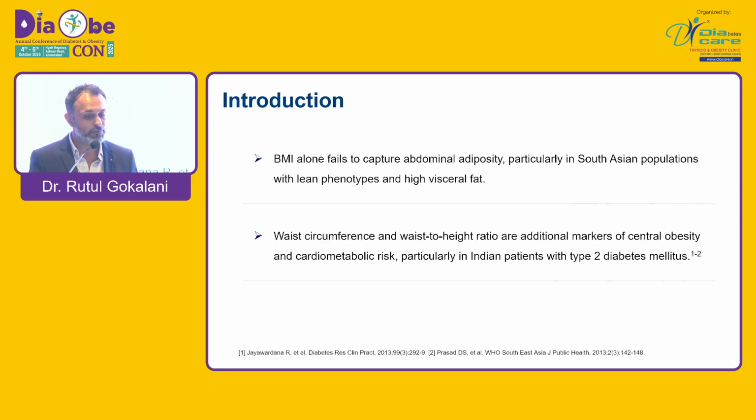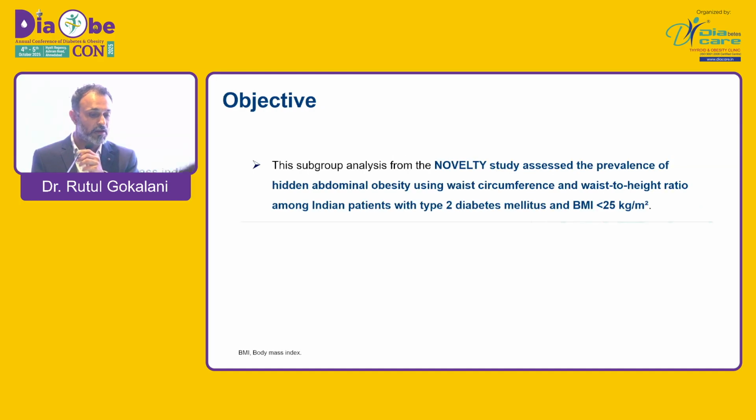So BMI alone fails to capture abdominal adiposity, and we all know that we are thin fat Indians. BMI is not only less than 25, but in many patients we have seen less than 23, and they have abdominal obesity as well as fat deposition over vital organs. Particularly in the South Asian population with lean phenotype and high visceral fat, waist circumference and waist to height ratio are additional markers of central obesity, and cardiometabolic risk in Indian patients with type 2 diabetes mellitus is always high.